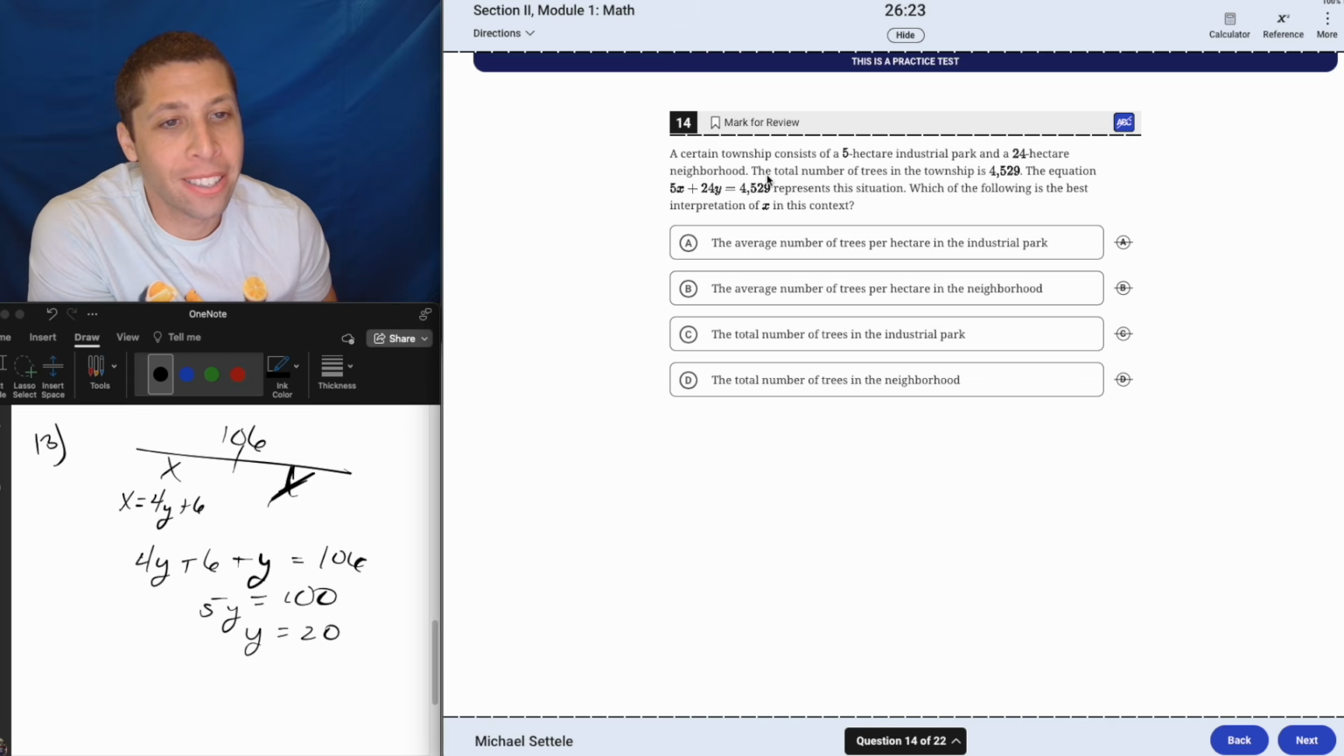A certain township consists of a 5-hectare industrial park and a 24-hectare neighborhood. The number of trees in the township is that. The equation represents this situation, which is the best interpretation of X. So X has to do with the industrial park? No and no. It's a 5-hectare industrial park and a 24-hectare neighborhood, and the total number of trees. So that's the number of hectares. So X is the number of trees per hectare.